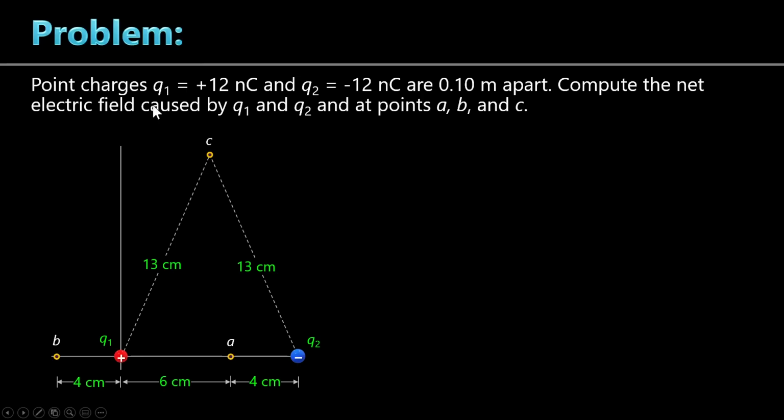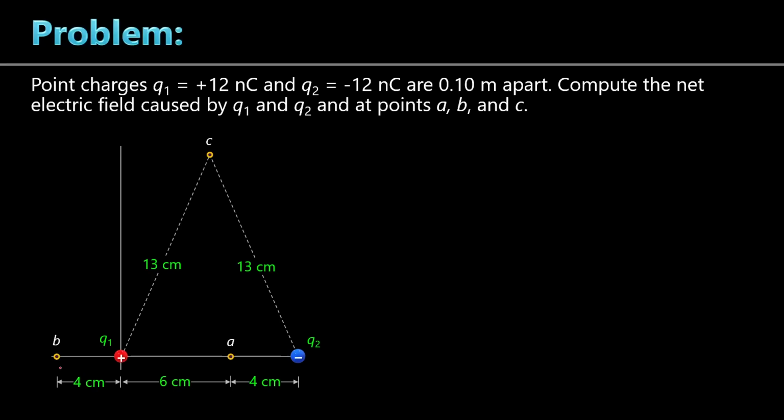Compute the net electric field caused by Q1 and Q2 at the points A, B, and C. Meron tayong tatlong points dito, A, B, at saka C. Ano daw ang electric field sa tatlong points na yan? At each point, dalawa ang nagiging cause ng electric field. Meron tayong Q1 at saka Q2. Unahin natin yung electric field at point A. At point A, two electric fields are being felt. One is due to Q1 and the other is due to Q2.